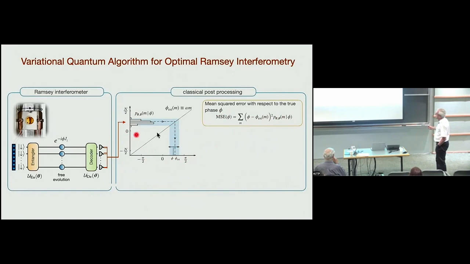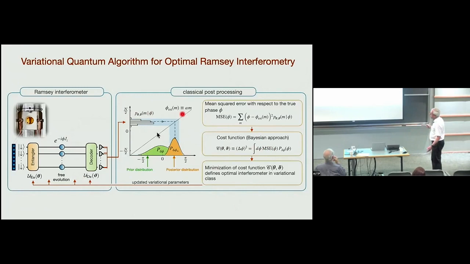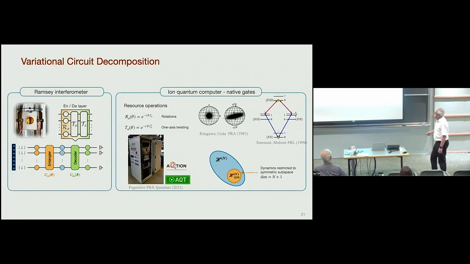And you can see that in this interferometer, you might have a prior width over here. And after one update, one single measurement, you update this to the posterior function, which we have over here. And this is now the cost function whose width we would like to minimize. So we are optimizing, as I said before, for maximum information gain on phi in a single measurement. And if you run this in a feedback loop, then you get the best performing interferometer, based on your cost function, that is allowed by the quantum resources, the entangling resources that you have in your lab.